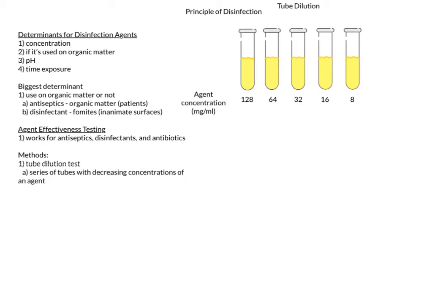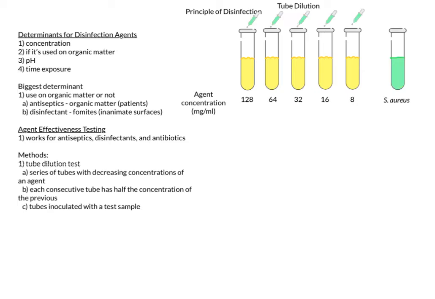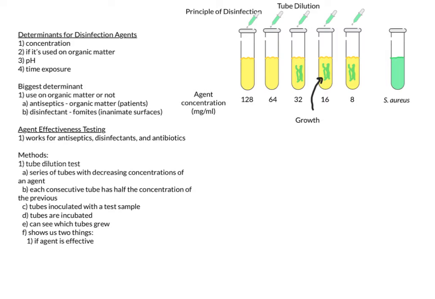Here, a series of tubes have had a specific agent added to them at a decrease in concentration. Each consecutive tube has half the concentration of the agent, and the tubes are then inoculated with a test sample. For our experiment here, let's say it's Staphylococcus aureus. Once the tubes have been incubated, we can now see which tubes grew the staph and which did not, showing us two things: if the agent was effective and what the minimal inhibitory concentration, or the smallest amount of agent that we needed in order to kill staph.